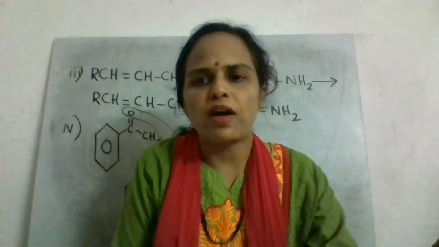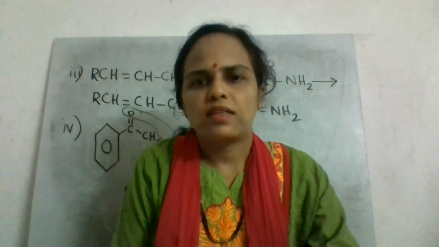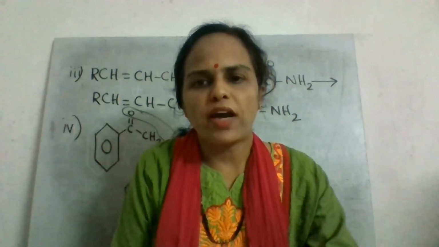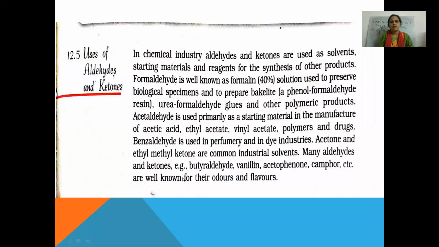Next we come to the last part, that is the uses of aldehydes and ketones. So uses is very simple. In the chemical industry, aldehydes and ketones are used as solvents, starting materials and reagents for the synthesis of other products. We know formalin, that is formaldehyde solution, a 40% solution of formaldehyde, is used to preserve biological specimens and to prepare bakelite, a phenol formaldehyde resin, urea formaldehyde glues and other polymeric products.